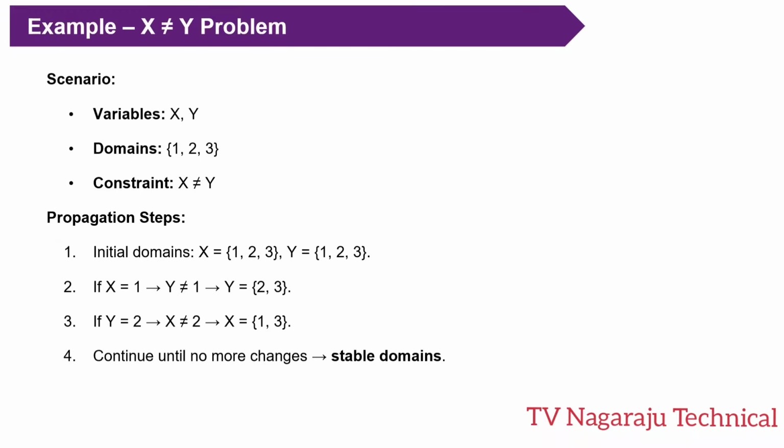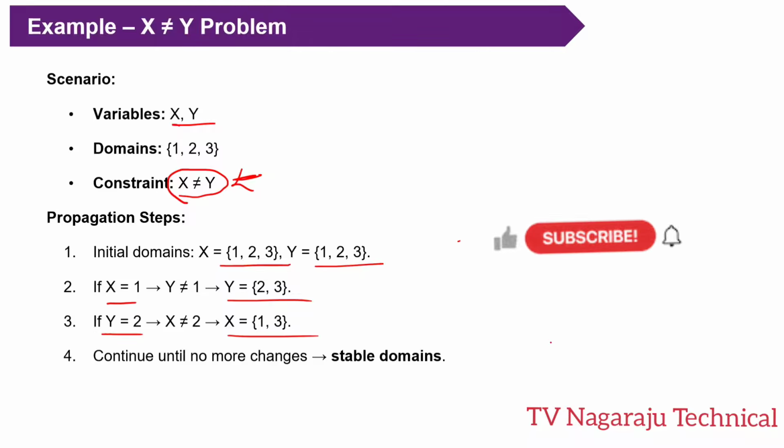If you want one more example, same idea. I have two variables. What is my constraint? My constraint is x is not equal to y. Initially, 1, 2, 3 are available for both. Suppose x is equal to 1, then the possible values for y are 2, 3. If y is equal to 2, the possible values of x are 1, 3. That means, according to the constraint, if one variable is updated, automatically the other variable is also updated. Finally, we get stable domains.